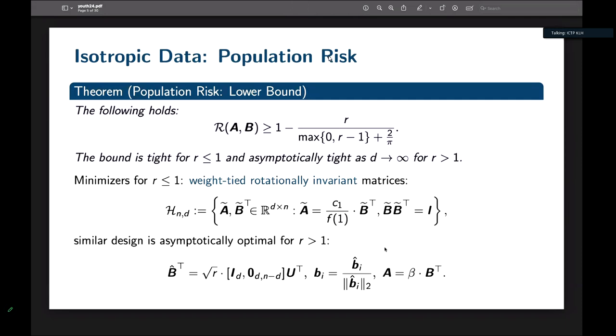So basically, for the rate smaller or equal to one, the minimizers will be right rotationally invariant matrices, which means that A will be the transpose of B up to some scaling, and B can be any orthogonal matrix or a row-subsampled matrix. Now, for the rate higher than one, a somewhat similar design will achieve the lower bound. So basically, it will be rotationally invariant with a particular spectrum.